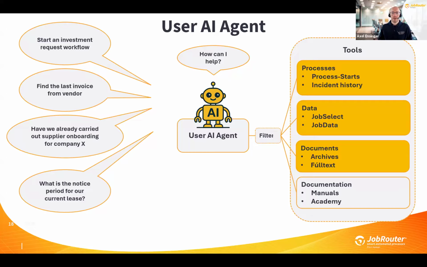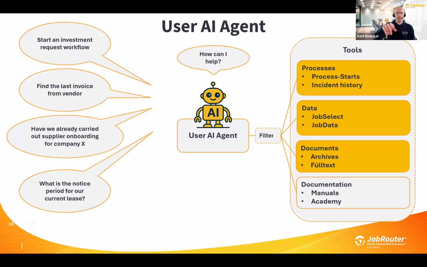And of course, you would like to have the documents. That's why we also have created tools for accessing the archives and accessing the full text information of the documents inside of the archive, which is important because then you can start raising questions about documents and we will answer regarding the content of these documents. Also, the AI agent will have the knowledge about the manuals of jobrouter, so you can ask questions about how do I develop a process in jobrouter, and he will tell you how to do this.